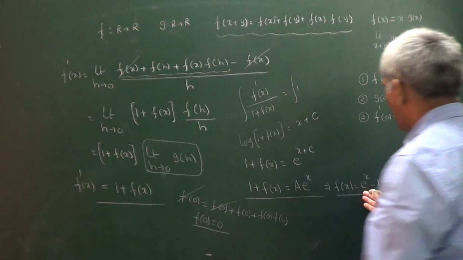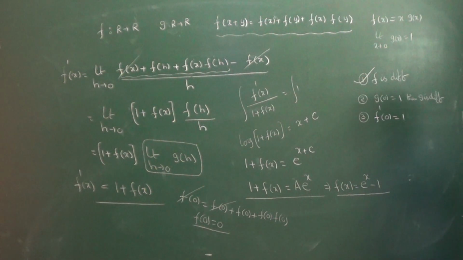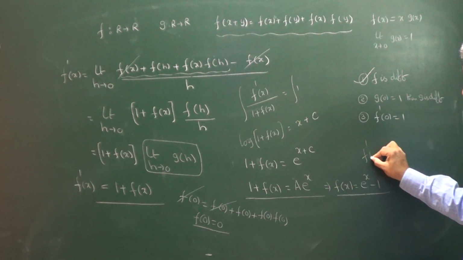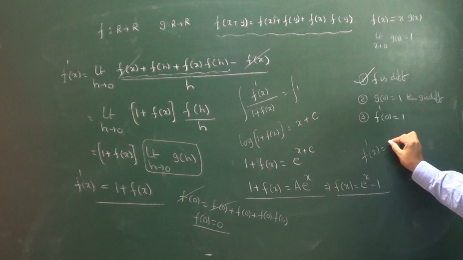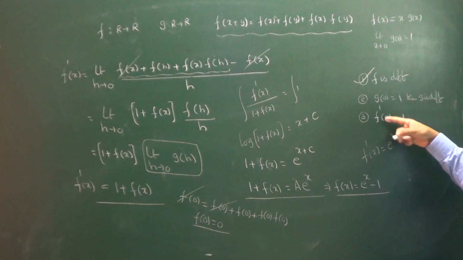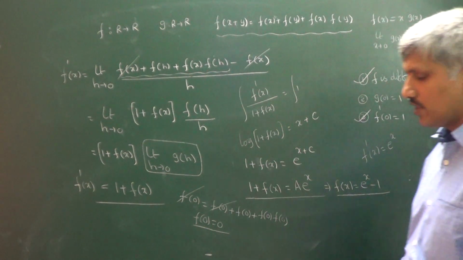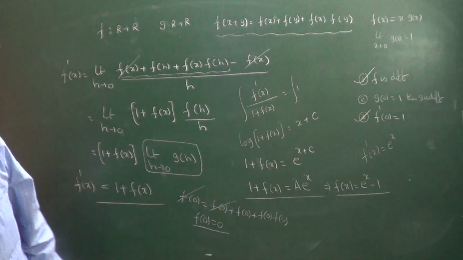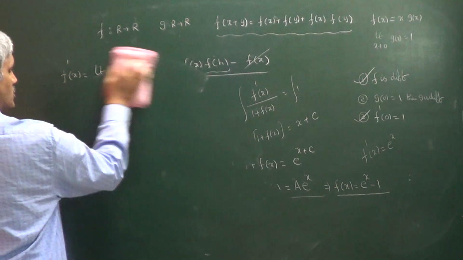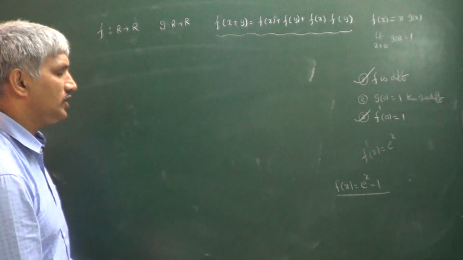But this function we know is differentiable everywhere. That's why f is differentiable everywhere. Now what about its differentiation? f'(x) is equal to e to the power of x. So I can say f'(0) is also equal to 1. That is also correct. Now he is asking if g(0) is equal to 1, then g is differentiable.